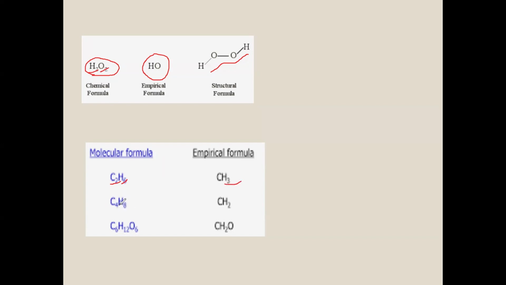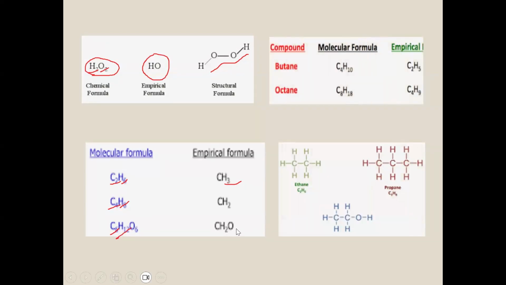C4H8. So we have a common factor 4, so we'll divide by 4, and 8 when divided by 4 will be 2, so the empirical formula is CH2. The glucose, C6H12O6, the common factor between all of them is 6, so when divided by 6, it will be 1, 2, 1. So the ratio is CH2O.